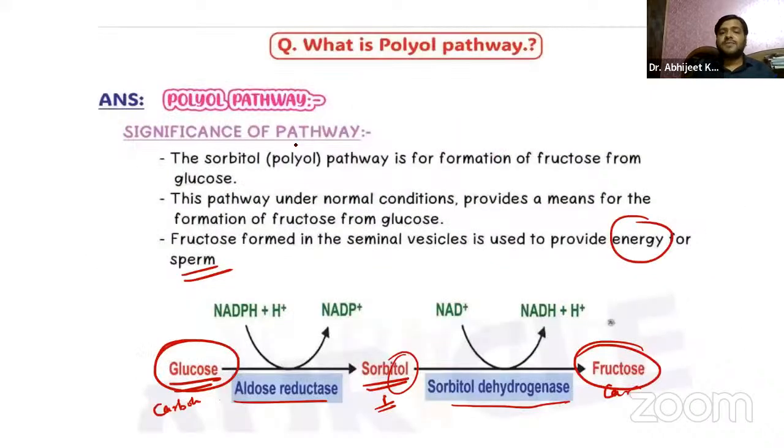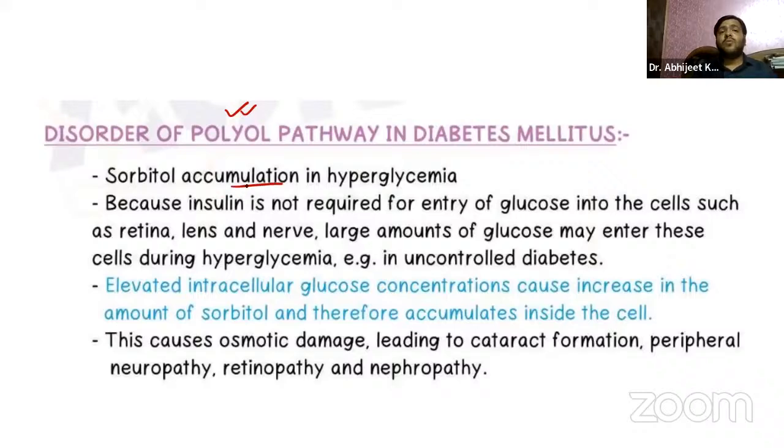So remember, what will happen if there is a disorder of the polyol pathway? The glucose will never be able to convert into fructose. Glucose will convert into sorbitol only. Sorbitol will never be able to convert into fructose. Now, what will happen? This sorbitol will accumulate in hyperglycemia. The blood sugar levels will be more, because insulin is not required for entry of glucose into cells such as retina, lens, and nerve. Large amounts of glucose may enter those during hyperglycemia. Like in uncontrolled diabetes, what will happen?